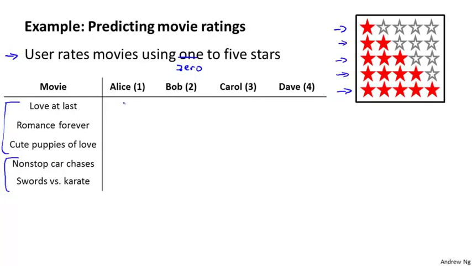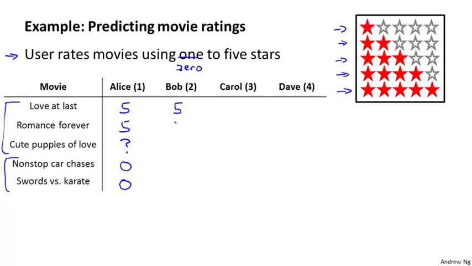So let's say Alice really likes Love at Last and rates that 5 stars. She really likes Romance Forever, rates it 5 stars. She did not watch Cute Puppies of Love, so she did not rate it, and we don't have a rating for that. And Alice really did not like Non-Stop Car Chases or Swords vs. Karate. And a different user, Bob, user 2, maybe rates a different set of movies.